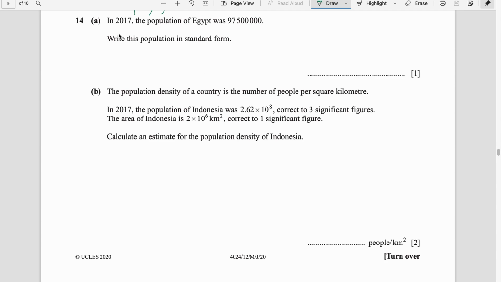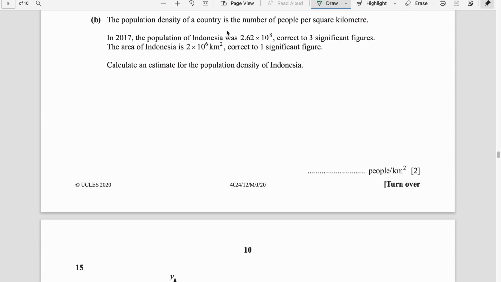Question number 14. In 2017, the population of Egypt was this. Write down the population in standard form. So always write the number, place a decimal after the first digit and count. This is 1, 2, 3, 4, 5, 6, 7. So times 10 raised to the power 7.